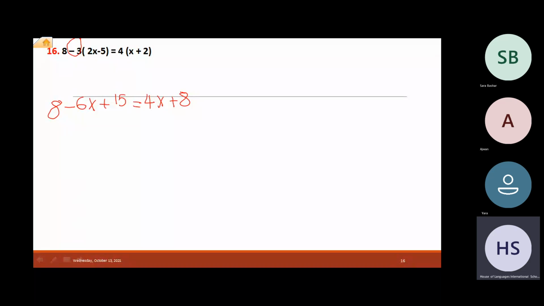Okay? Now here, look at the left side first. What are the like terms? Do we have constants, the like terms, or variables? 8 and what? 8 and 15.